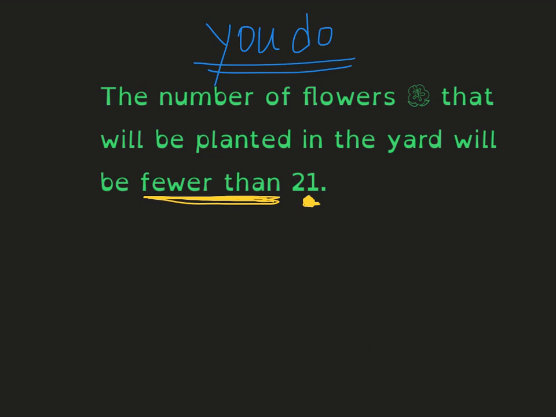We're just going to take the information we're given, and we're going to make an inequality out of it. So it says fewer than, so that's that way. So F is less than 21. Put a box around it. Done and done.